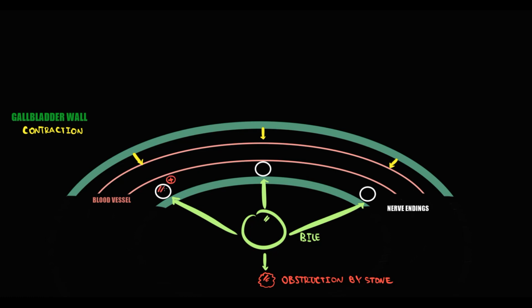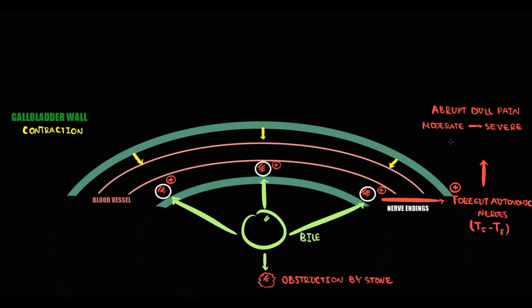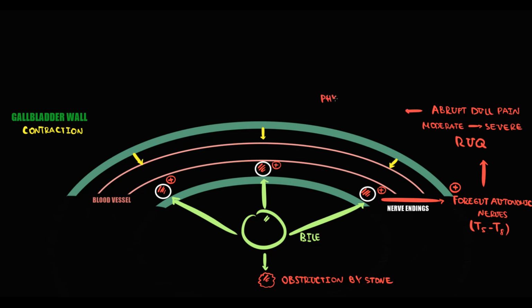Such compression, first of all, is sensed by nerve endings that carry the signal to the foregut autonomic nerves, which in response become activated, and the activation produces an abrupt onset of dull pain in the abdomen, moderate to severe in intensity. Because the gallbladder is localized in the right upper quadrant of the abdomen, typically biliary pain starts in the right upper quadrant, and on physical examination with palpation, pain will cause tenderness in the right upper quadrant. Also, dull pain in the right upper quadrant is typically associated with nausea and vomiting, and such a pain pattern we call biliary pain.